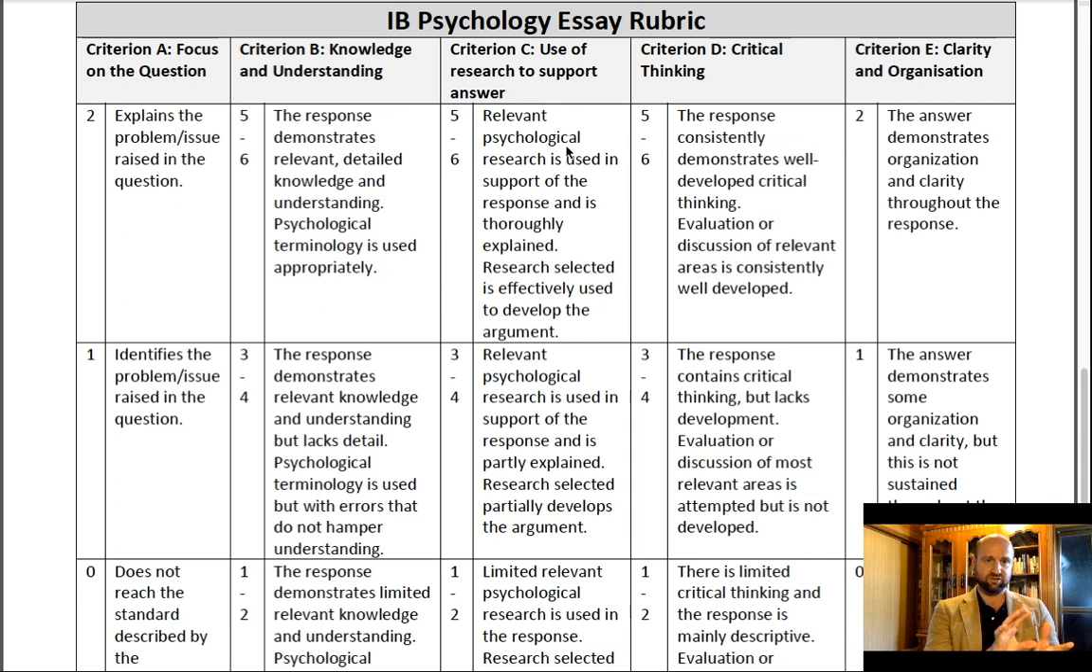Well, their central argument was the topic, the outlining it, and then here is the study, here's the research that is and how it's related to that topic. So this is the use of studies. And then we get to criterion D, critical thinking. In essays, I'm looking for at least two studies in their evidence.